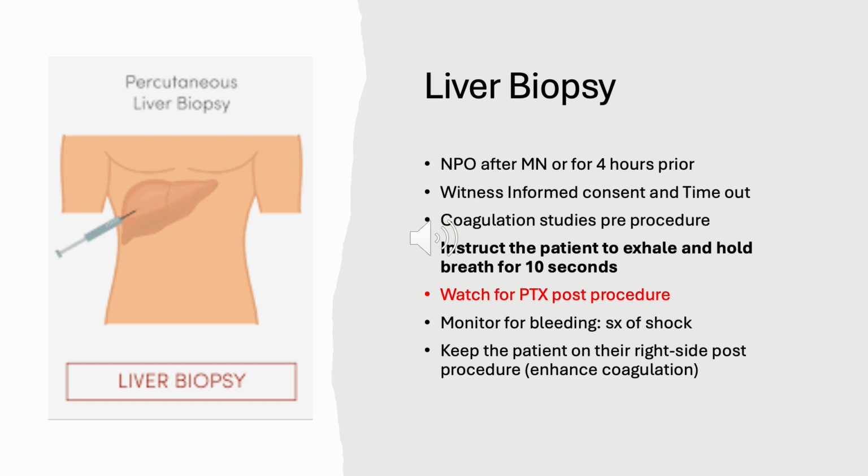The first sign you're going to see is tachycardia, increased respiratory rate. They'll be complaining of thirst and they'll have confusion, tachypnea, and a low BP. Remember, tachycardia is always first. You want to keep the patient on their right side post-procedure to enhance coagulation, okay? So in other words, your liver's on the right side. You're going to turn them on the right side to try to minimize bleeding.